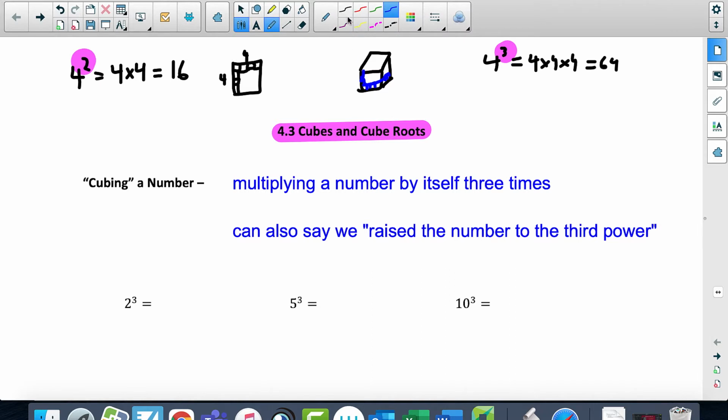The first one we have here is 2 cubed. What does it mean, first of all? It means 2 times 2 times 2. 2 times 2 is 4. 4 times 2 is 8. That's your answer.